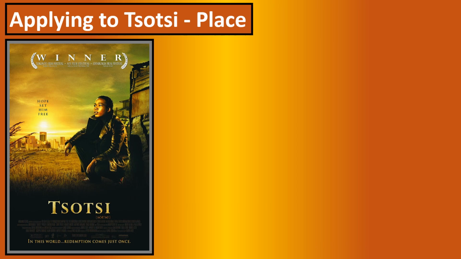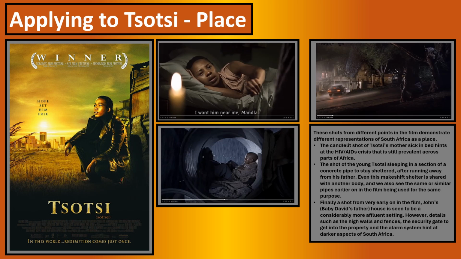The final area of representation we're looking at is representation of place. Now, we've already covered some aspects of this in the previous slides. We've looked at Tsotsi's shack and how it lacks access to electricity. We've looked at Miriam queuing up at the water pump, which demonstrates that there is limited access to running water. But there are other scenes in the film which also show the impact and legacy of apartheid on South Africa as a place. These shots are from different points in the film.